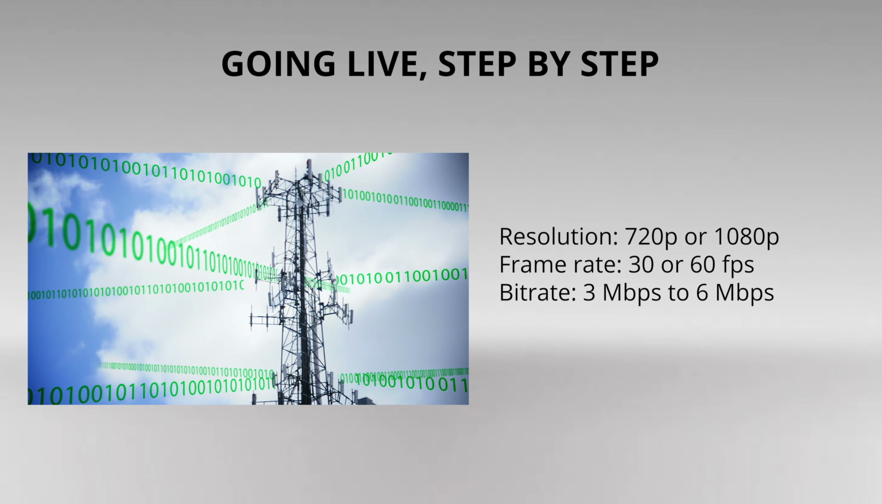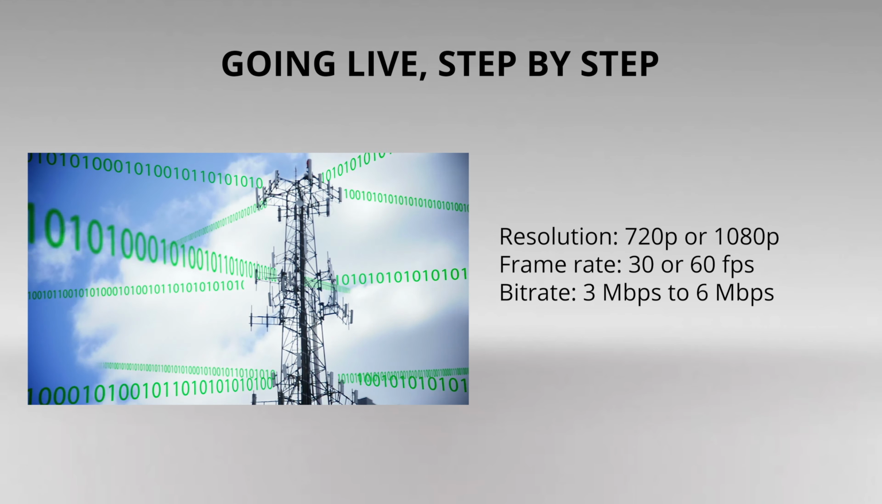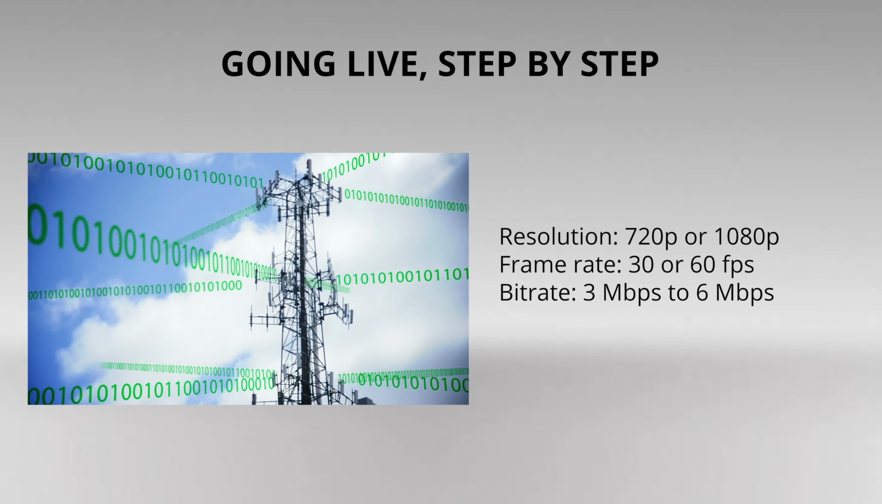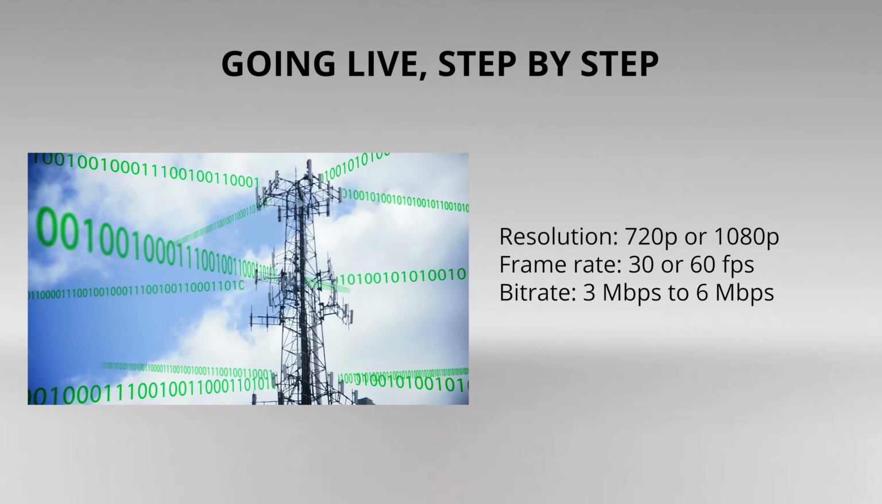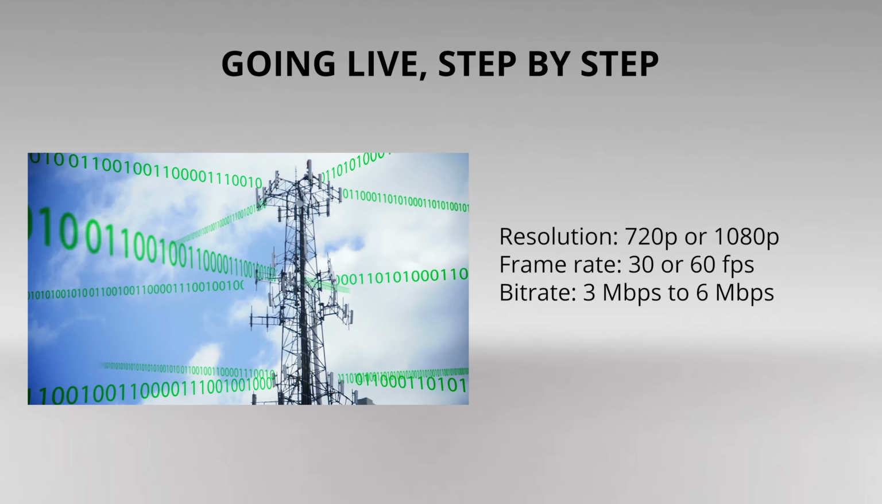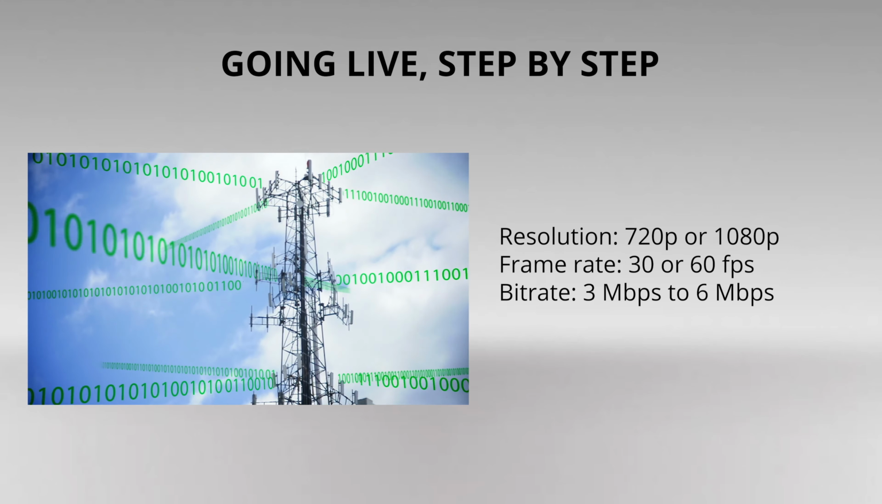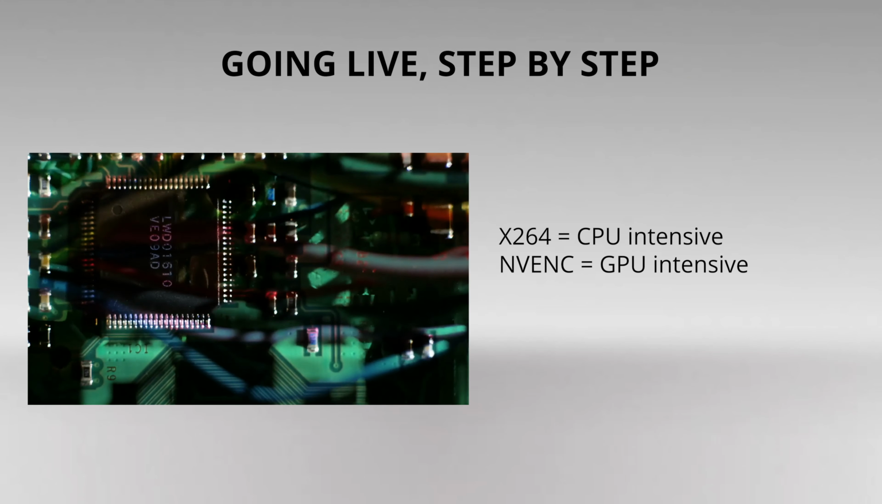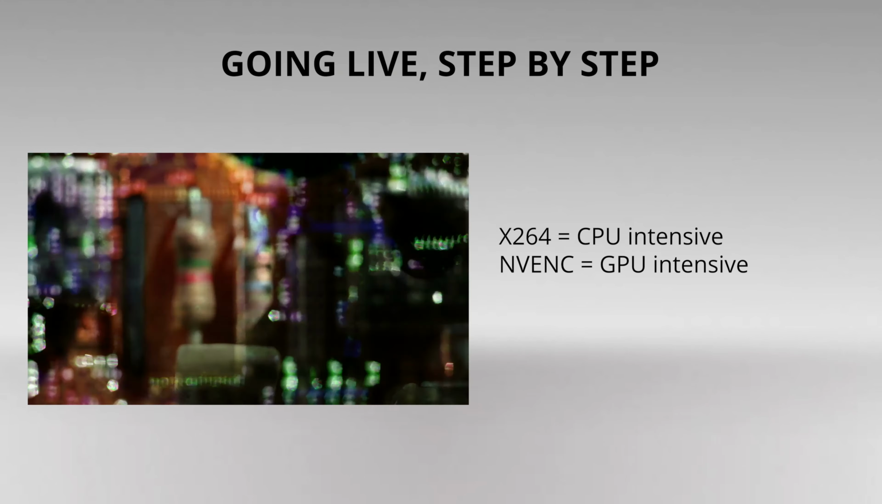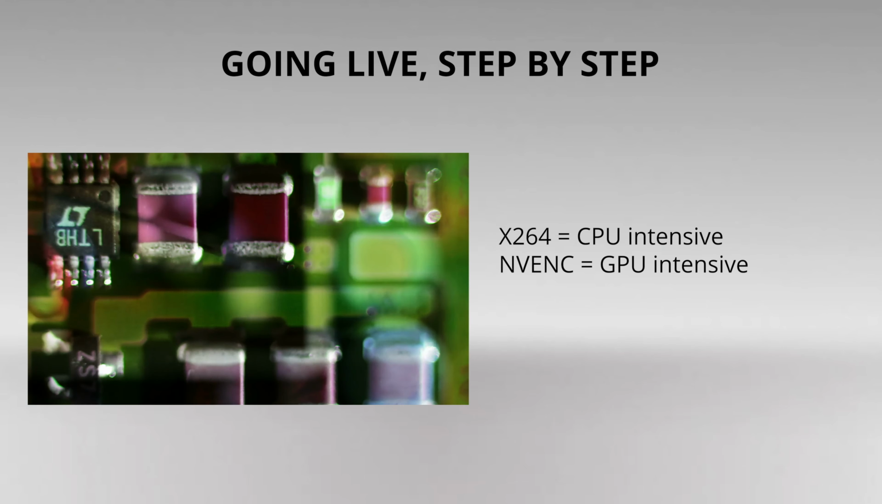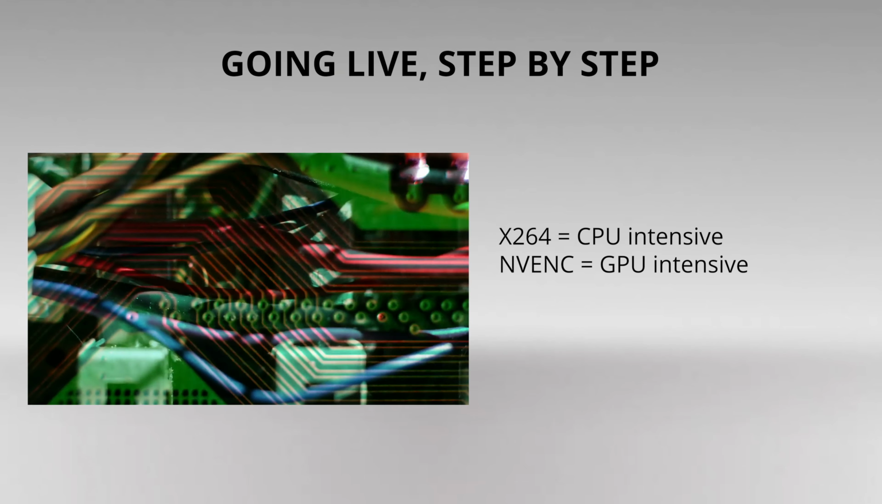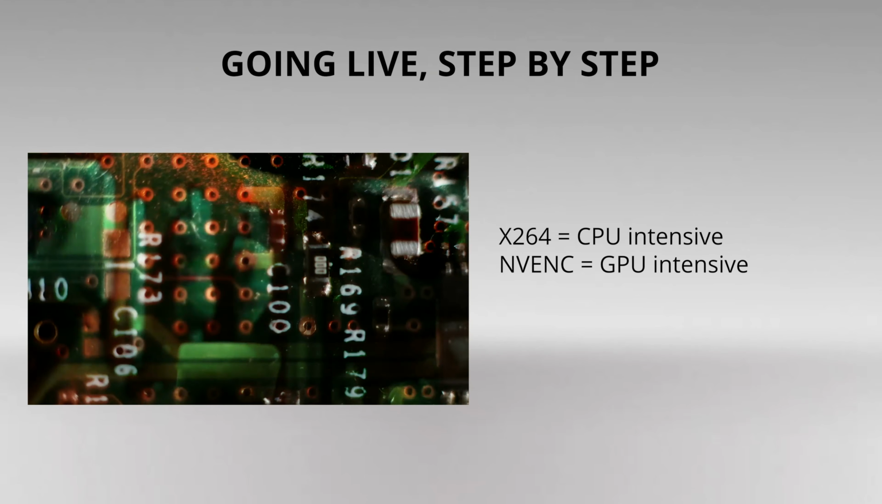You'll usually be streaming at resolutions between 720p and 1080p at 30 or 60 frames per second, with a bit rate ranging from 3 megabits per second to 6 megabits per second. All of this depends on what your network can consistently support. Your computer or streaming box hardware will also influence your choice of codec depending on what you're streaming. For example, using X264 will put more strain on your CPU, while NVIDIA NVENC relies on your graphics card. If you experience poor stream performance, changing the encoding method could help.